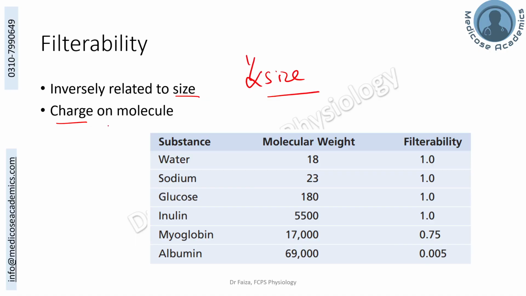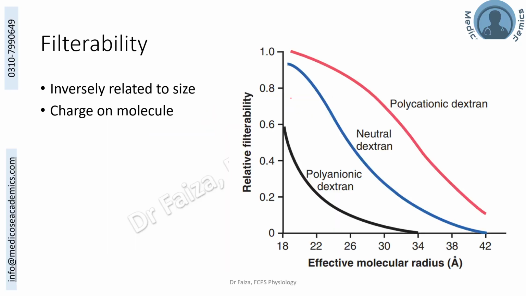Plus the charge on the molecule has an important role to play, as the slit pores, the fenestrations, and the basement membrane, all three layers, have negative charges in the glomerular capillary membrane. So this is going to retard the filtration of negatively charged substances and promote the filtration of positively charged substances. For example, this graph is showing the filterability of neutral dextrans as compared to the polycationic dextrans, which is much more, and anionic dextrans is much less.